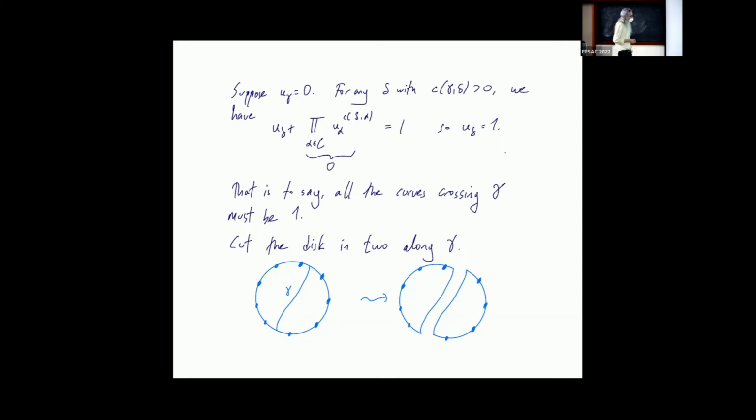So that means something really nice is going to happen to the solutions where u gamma is 0. What we should do graphically is think about taking our disk on which we have some curve gamma, and cutting it along gamma. And once we do that, we have 2 smaller disks with marked points.